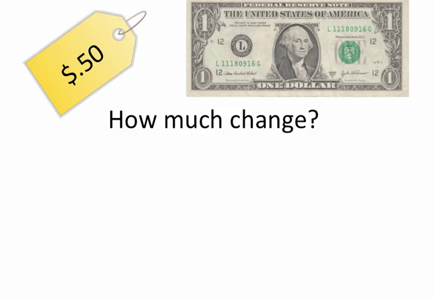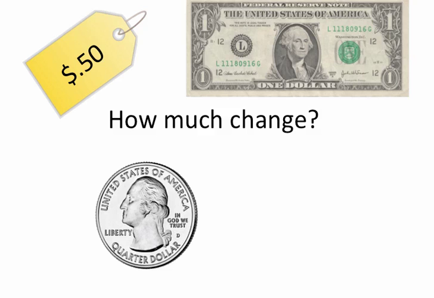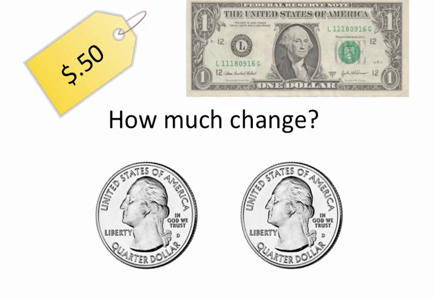We went 25, 50, 75, $1. So I'm going to start there. I'm going to count back the amount of money I would get in change. So I'm going to start at 50, and I'm going to use quarters. So I'm going to say 50, 75, $1. My change would be 50 cents.